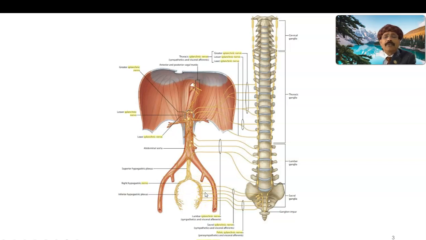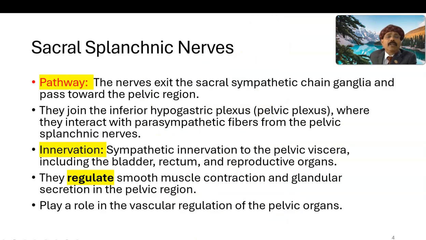The inferior hypogastric plexus is also receiving the sacral splanchnic nerves. And these are the lumbar splanchnic nerves going to these plexuses. From the lumbar part of the sympathetic chain of ganglia, we get the lumbar splanchnic nerves. From the sacral part of the sympathetic chain of ganglia, we get the sacral splanchnic nerves. From the S2, S3, S4 segments of the spinal cord, we get the pelvic splanchnic nerves, and the pelvic splanchnic nerves are parasympathetic.